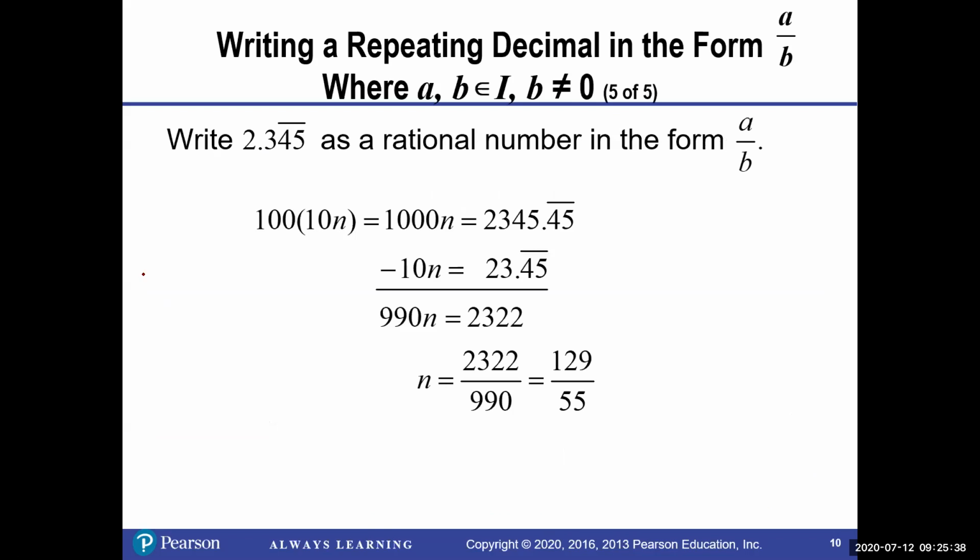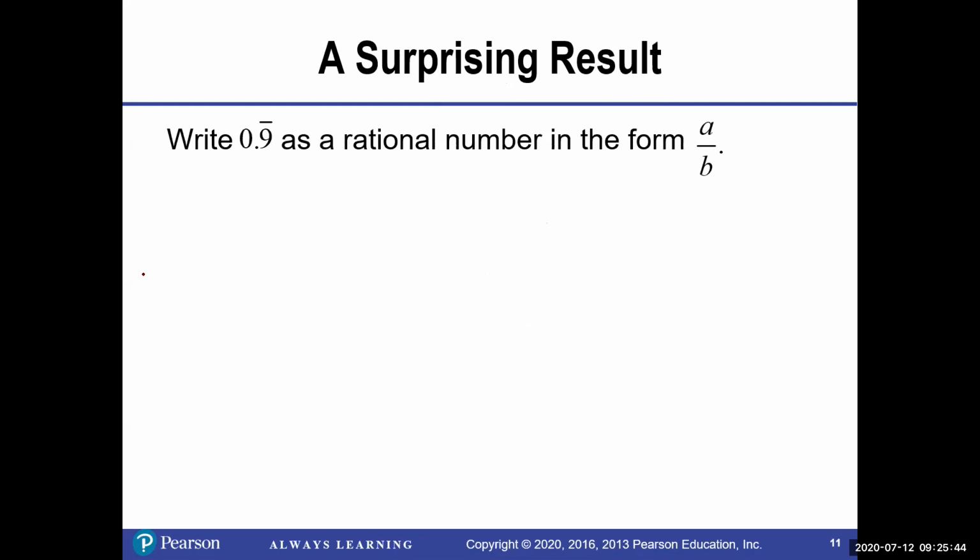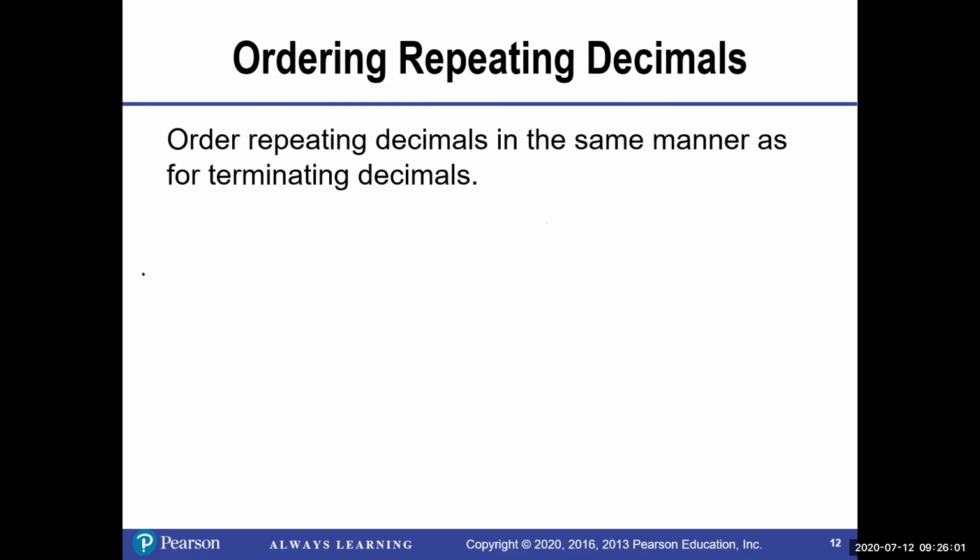We are going to do some examples, but this is just an introduction, okay, to what to expect. Now, this is a surprising result. We have 0.9 repeating, and we want to look for that fraction, and after we did the operations, we realized that it is actually 1. This is surprising, right? But it happens. Very unique case.